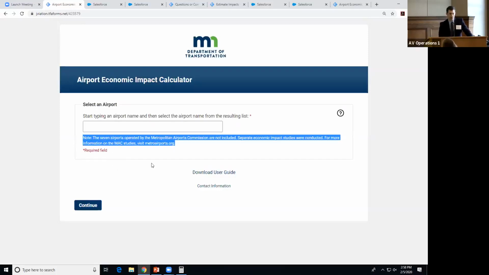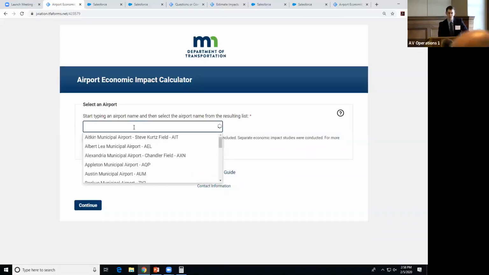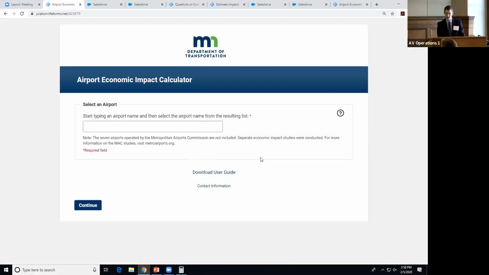This calculator does not cover the MAC airports. You can't choose MSP or Flying Cloud or St. Paul downtown. You'd have to visit metroairports.org to see their specific study that they did separately, different time frame, to identify those impacts. In our tech report, we do have those identified. So if you're truly curious and you want to look through the state study, it is available at the very end of the technical report. The calculator does not cover that stuff. We just didn't have all the underlying assumptions step by step to make that happen.